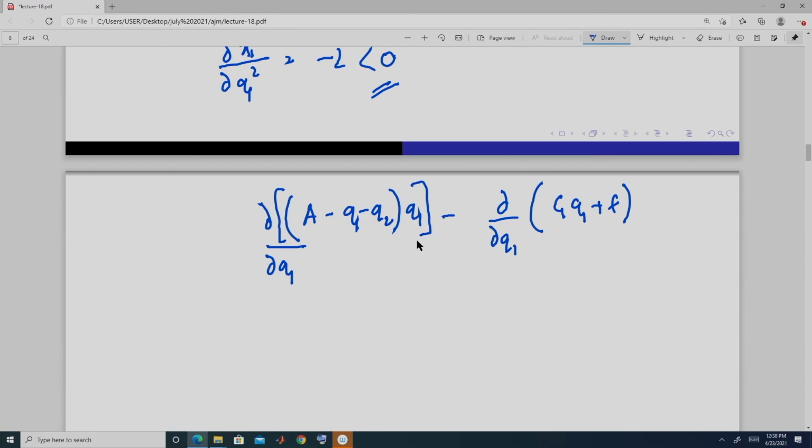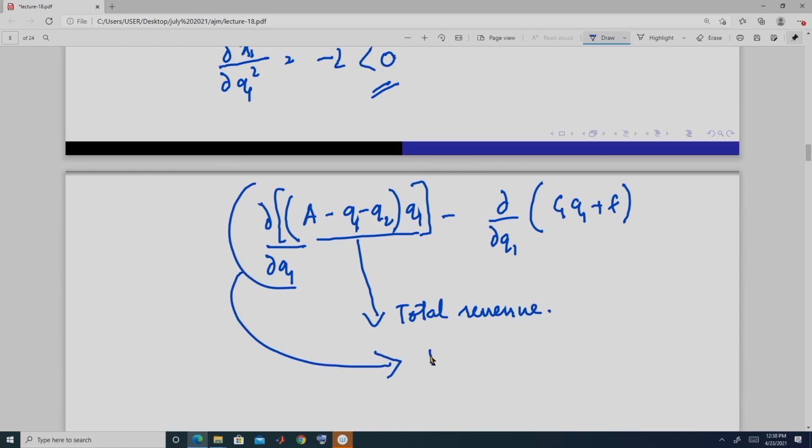So, what is this portion? This is total revenue. Taking the derivative gives the marginal revenue. This is the total cost, and this is the marginal cost.